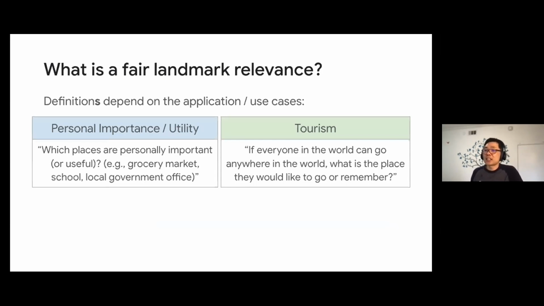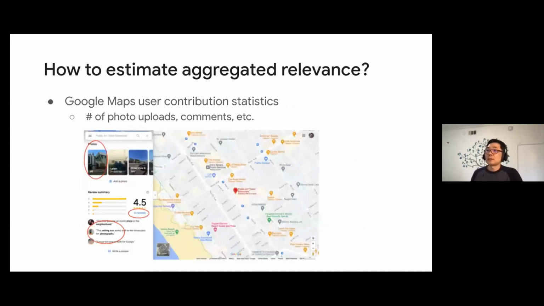We have 2 observations here. First of all, these definitions are ideal definitions. We do not expect to compute the ideal fair relevance, but we are trying to estimate them with what's available. But we believe that it is still important to start from the ideal definitions and find what we can do from there. And the second thing is that these are all defined in terms of an individual person's relevance. So our goal is to estimate fair aggregation of this individual relevance. So how did we estimate this aggregated relevance? We use Google Maps user contribution statistics. For example, the number of photo uploads and comments.